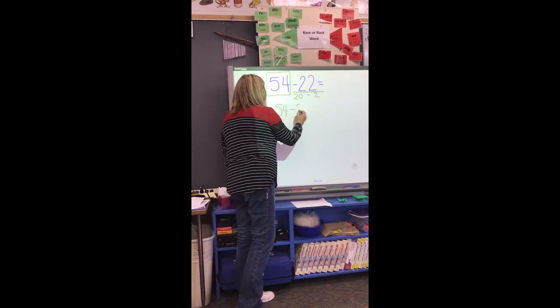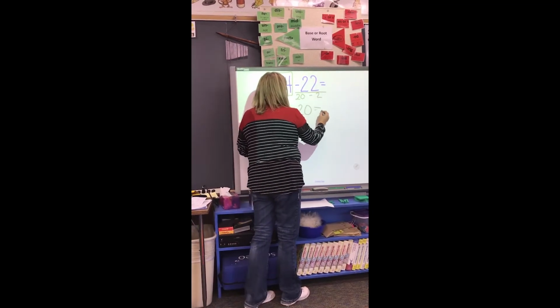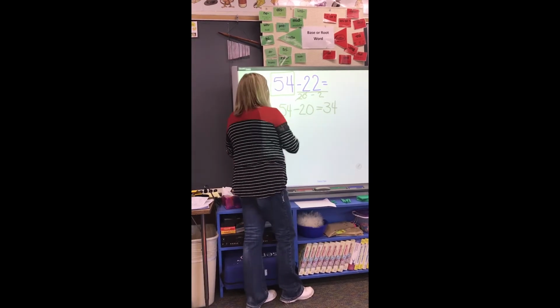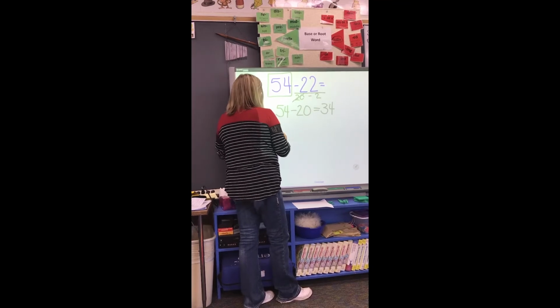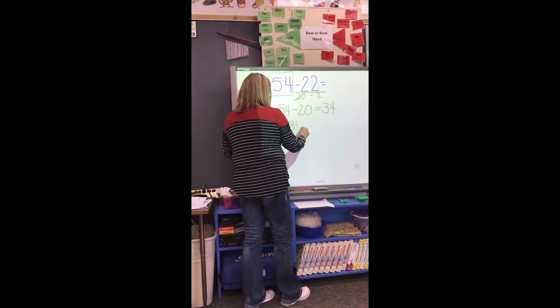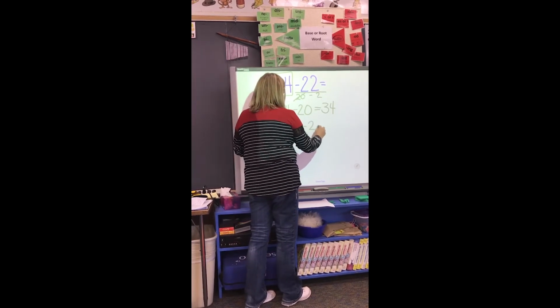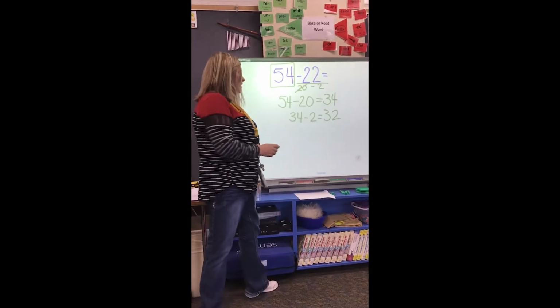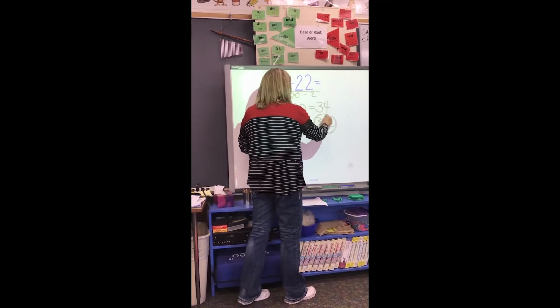So 54 minus 20 is 34. I've taken away 20. Now I need to subtract 2. 34 minus 2 equals 32. And I circle my answer.